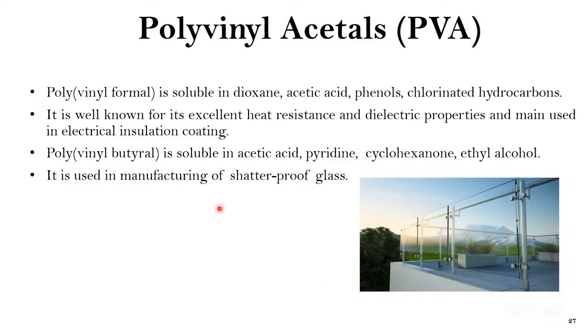Difficult to break or difficult to shatter. Yes, because in a windshield, when we are breaking it, some layer gathers all the broken parts. So that is your polyvinyl butyral, that they use between the glass.